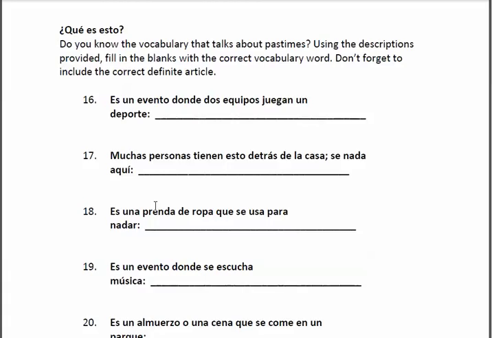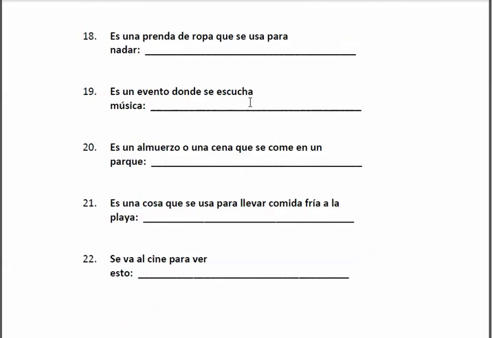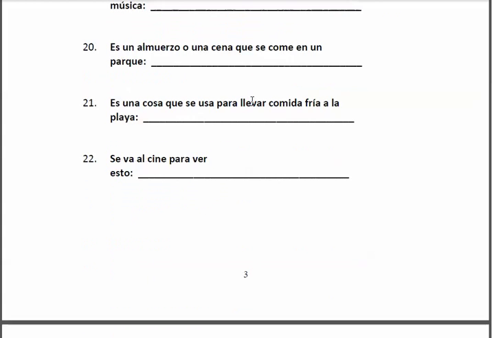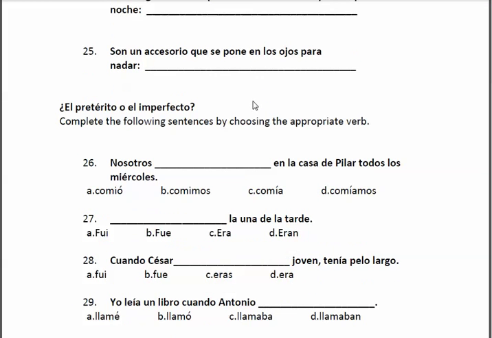This is also vocabulary. Do you know the vocabulary that talks about past times using the descriptions provided? Fill in the blanks with the correct vocabulary word. Don't forget to include the correct definite article, which is your el, la, los, and las. A lot of times when we have nouns, and we're just talking about the noun in general, in Spanish you tend to put the definite article with the noun. So you'll just read the sentence, and this one does not have a word bank, so just make sure you're studying the vocabulary that's in chapter 7. However, if you're smart, you could probably look around on your test. If you can't remember some words, you might be able to find it somewhere else in the test.